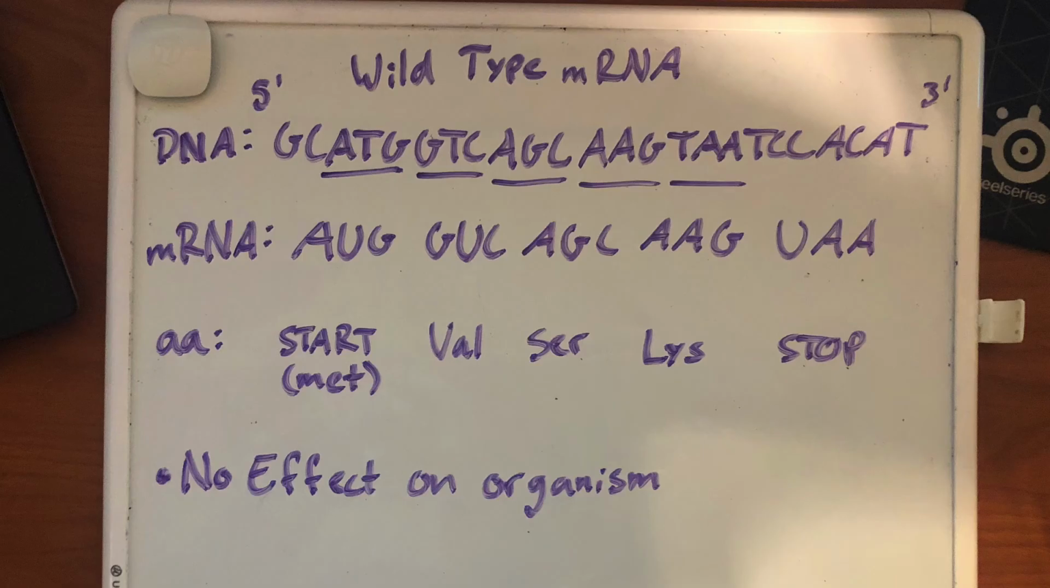Here I'll be showing what the mRNA will be transcribed from the DNA. So I swapped the direction, so it's now reading 5' to 3' left to right correctly on the coding strand. And so you see it's ATG, GTC, AGC, AAG, and TAA. And the mRNA will just be the same thing, except all T's are coded to U's. And so below that you see the amino acids, and we have the start with this methionine. After that, valine, serine, lysine, and then the stop codon. And this is the wild type mRNA, so it will have no effect on the organism.